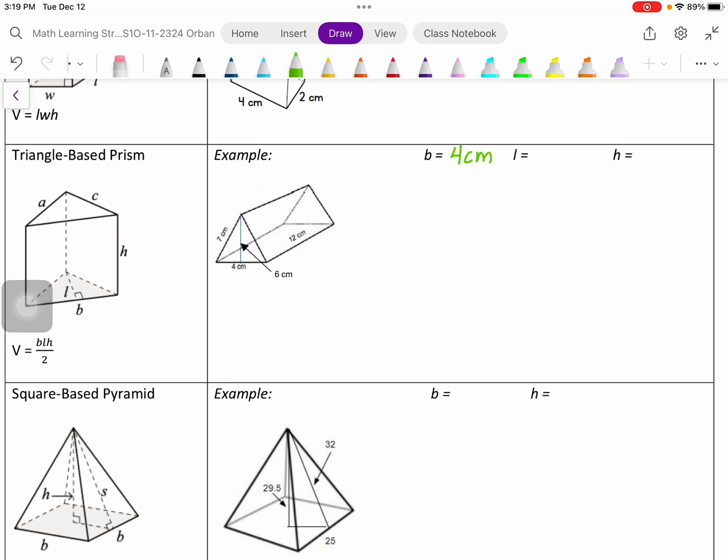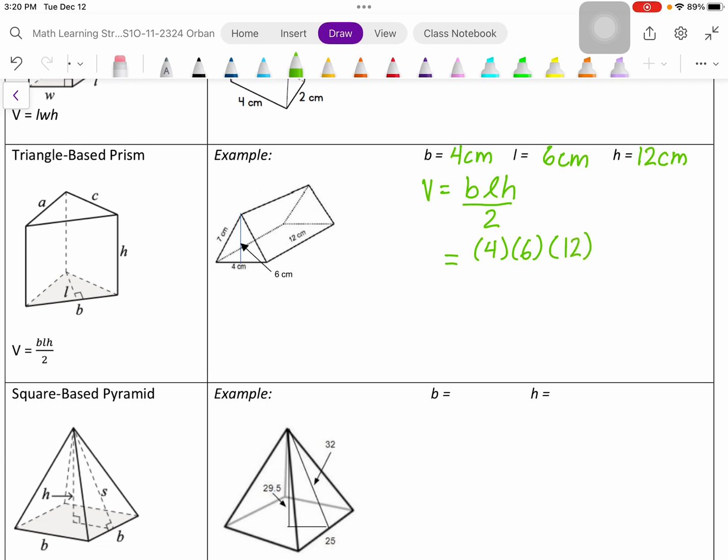So our base is 4 centimeters. The L, which is the height of the triangle, is 6 centimeters. And the height of the entire shape, so that's the distance between the 2 triangles, that is 12 centimeters. So my volume is equal to the B times L times H divided by 2. Now I'm going to substitute in those values. So B is 4, L is 6, H is 12, and I'm going to divide all of that by 2.